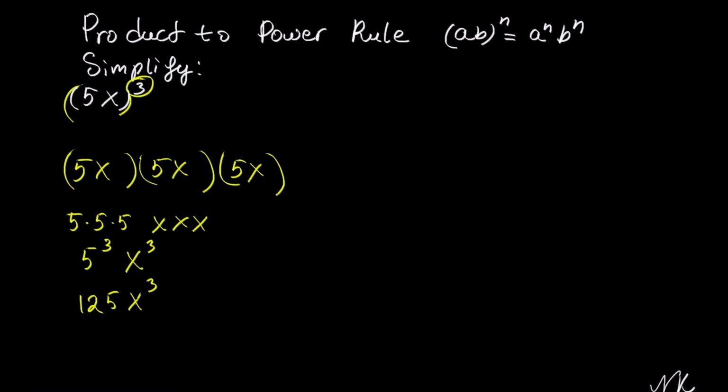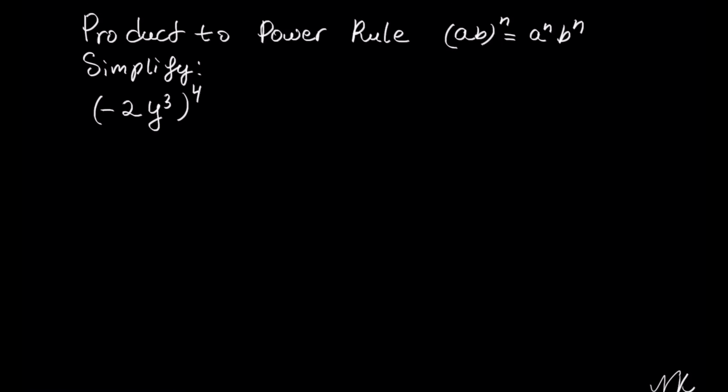What the product to power rule does is it allows us to just distribute this power to the bases, and we get 5 to the power of 3 times x to the power of 3, which also simplifies into 5 to the 3 is 125 x to the 3.